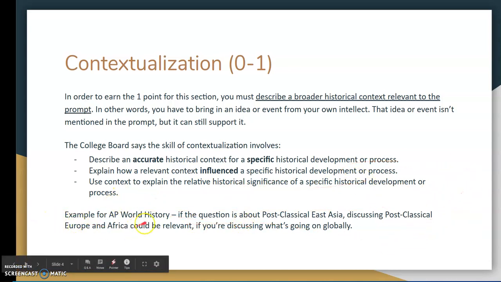And of course, an example would be if the question was about post-classical East Asia, discussing post-classical Europe and Africa would be relevant if you're discussing what's going on globally.